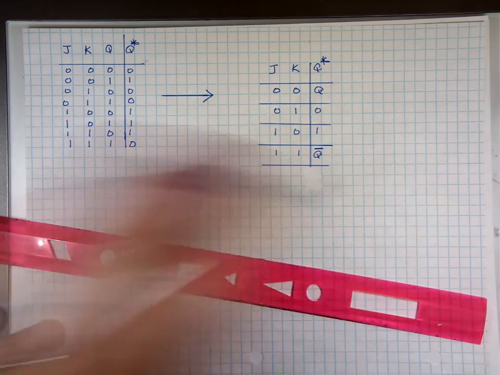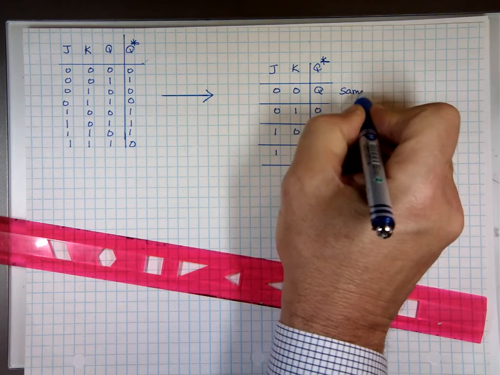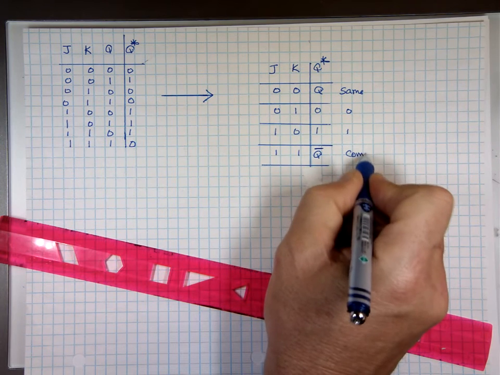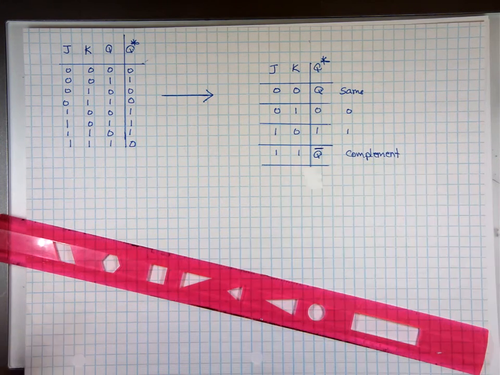So here stays the same. This one is 0, this one is 1, this one is complement. That's the JK flip-flop.